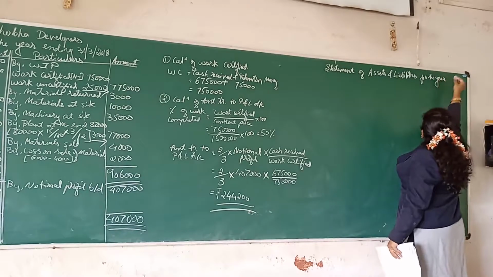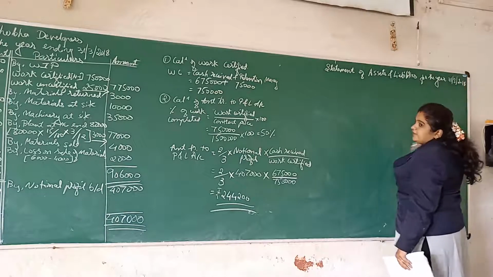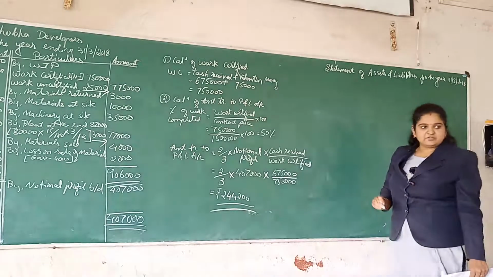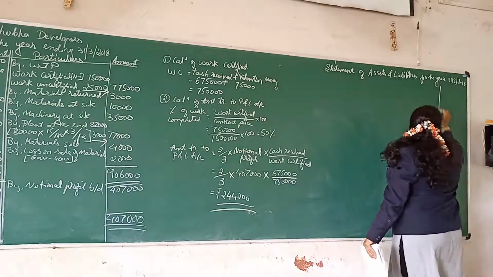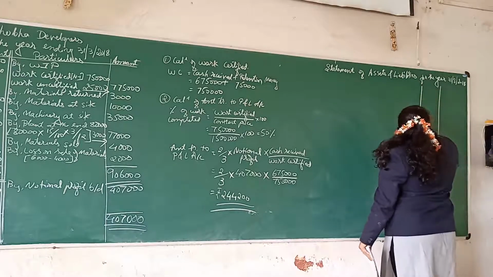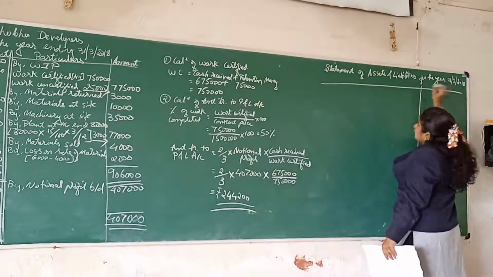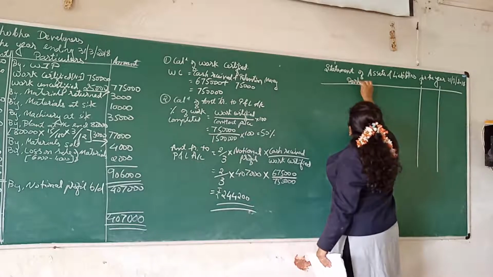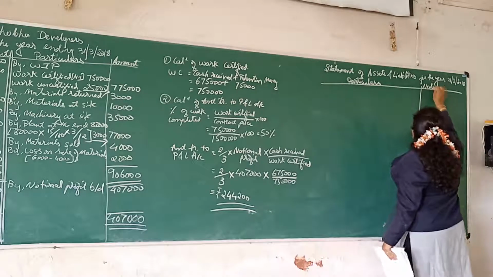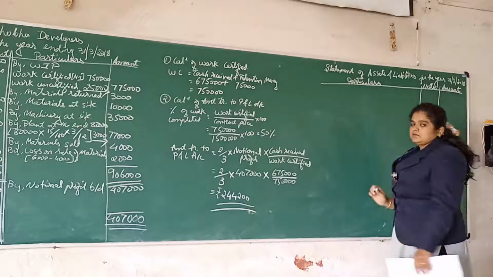For the year 31st March 2018. Okay. Now we will have to prepare the statement. One amount column. This will be for notes and particulars. Particulars, notes, amount.